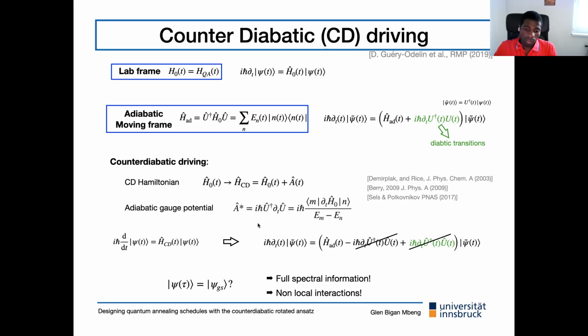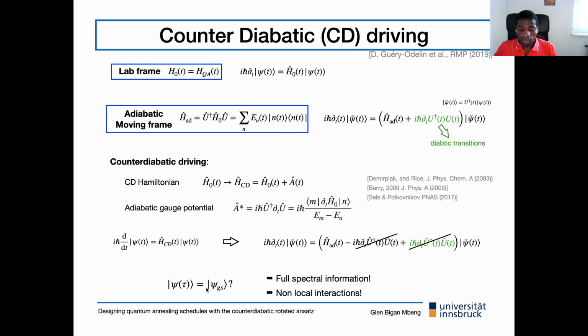So this term that I write here, if one does the math, we'll find exactly that after inserting it again in the moving frame, all that is left is the adiabatic, the diagonal part of the Hamiltonian. So when this Hamiltonian H_CD is used with this gauge potential given here, there are no additional transitions, and this realizes the perfect dynamics, which gives the ground state.